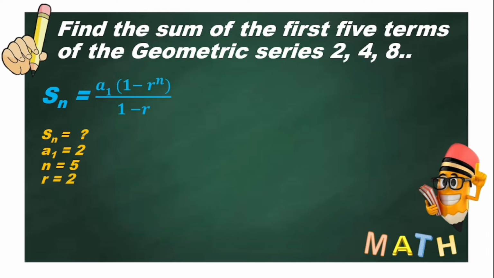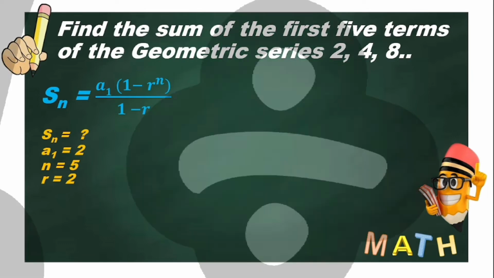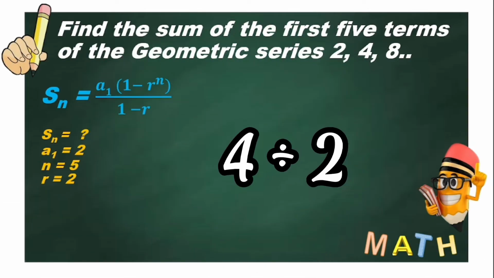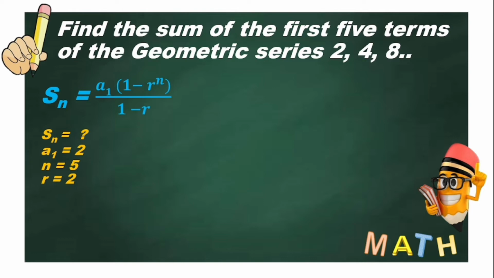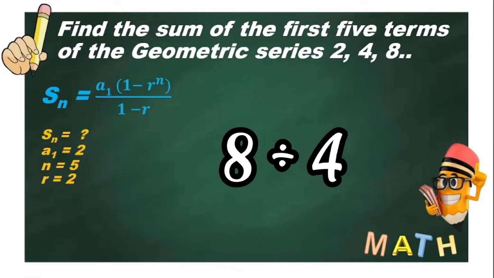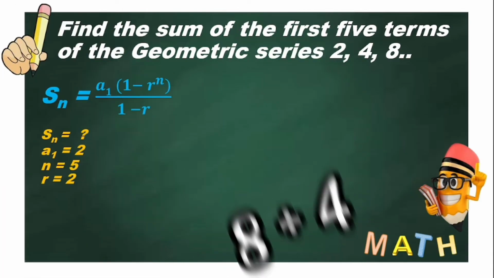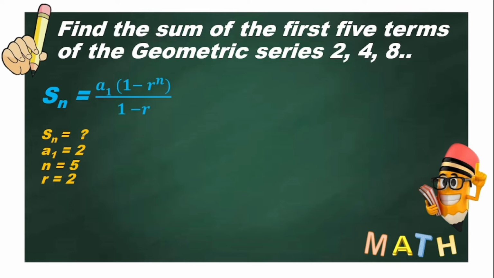In your previous lesson, you have learned how to find the common ratio of a geometric series. Now, if you want to check if the common ratio is correct, you have to divide 4 by 2. You will get 2 as the ratio. Or maybe you can try dividing 8 by 4, then you will have 2 as the ratio. Since the ratios are the same, then the common ratio of this geometric series is 2.